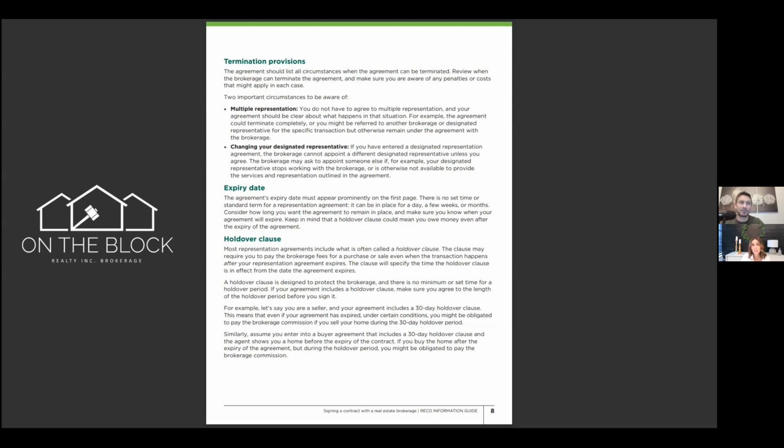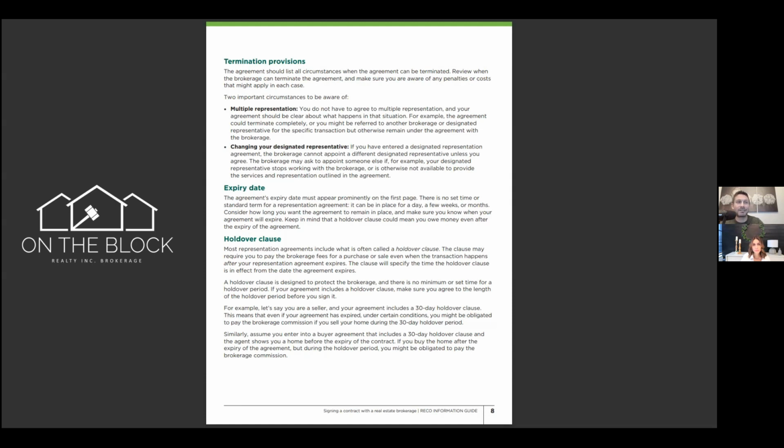In addition to termination details, the expiry date of the contract should be clear on the first page of the agreement as well. There is no stipulated or required minimum or maximum amount of time before a deal expires. The final element you may see on an agreement is a holdover clause. This is a period of time following the expiry of the agreement where you may still be responsible to compensate the brokerage should you enter into a purchase and sale agreement within the holdover period.